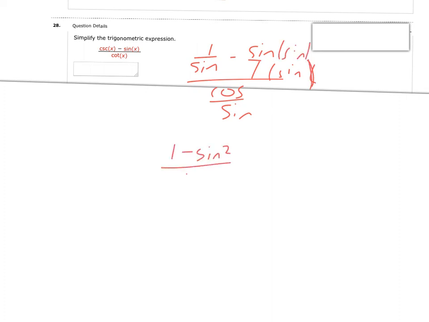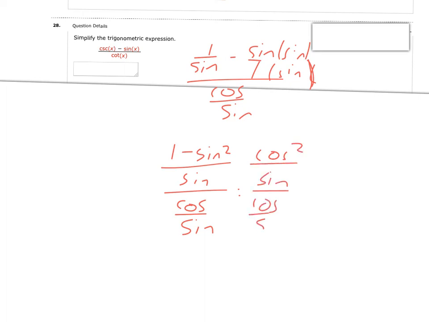All right, next up here, on number 28, I would just change everything into sines and cosines. So I'm going to say 1 over sine minus sine over 1 over cosine over sine. And then we'll go ahead and do a common denominator up here. So it's going to be 1 minus sine squared over sine, over cosine over sine. And I know I can change that into cosine squared over sine over cosine over sine. We'll go ahead and multiply by the reciprocal there. And we can partially cancel there, and should be left with cosine x.